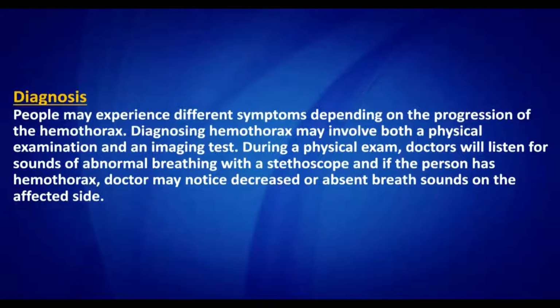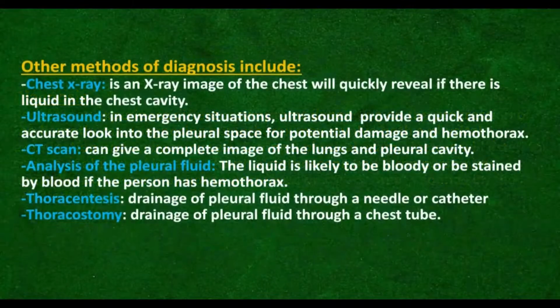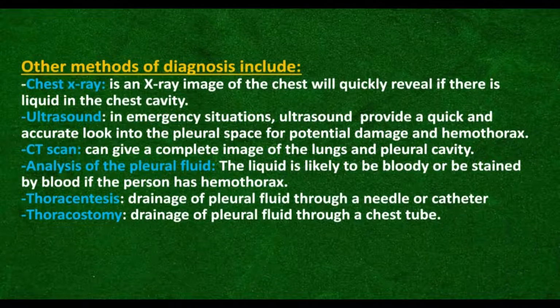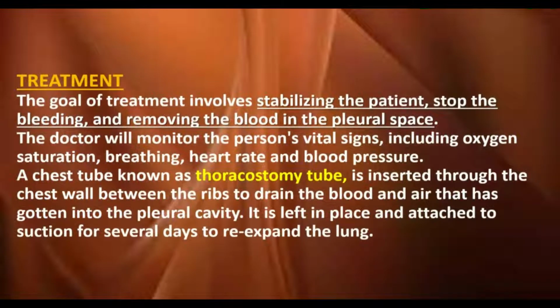Diagnosing hemothorax may involve both a physical examination and an imaging test. During a physical exam, doctors will listen for sounds of abnormal breathing with a stethoscope, and if the person has hemothorax, doctor may notice decreased or absent breath sounds on the affected side. Other methods of diagnosis include chest X-ray, ultrasound, CT scan, analysis of the pleural fluid, thoracentesis, and thoracostomy.